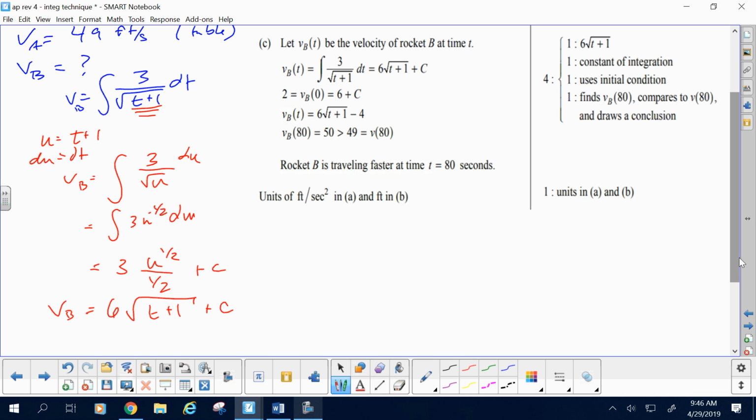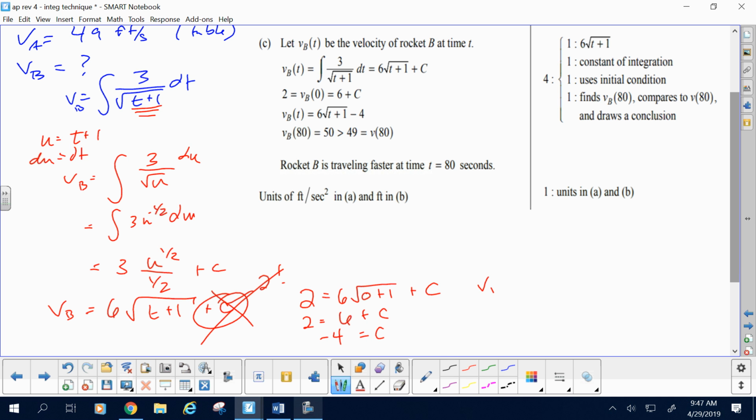Now I use the initial condition. This question is designed to nail somebody who thinks, oh, the c is always the initial condition. So if you just put 2 here, you lose. You should say, hey, at time 0, the velocity is 2, and if you put that in, because there's that plus 1 there, you actually get something like 2 equals 6 plus c. That c is negative 4, not 2. Actually put the initial condition in and find the c. Do not assume that the c is always the initial velocity. It is not always the initial.